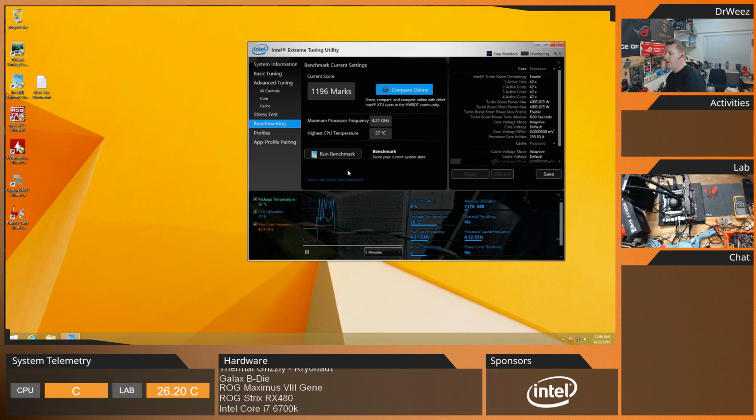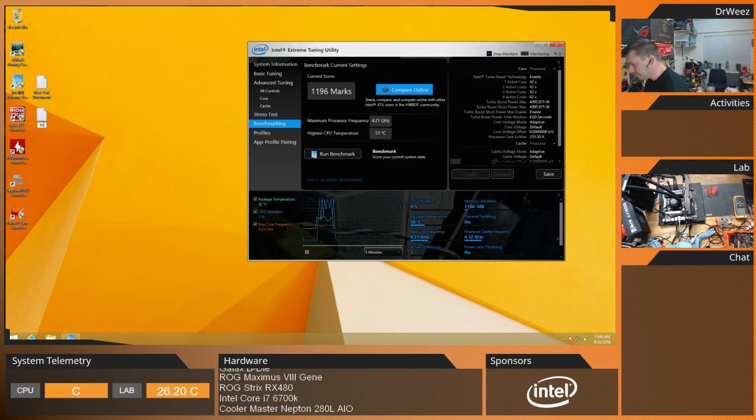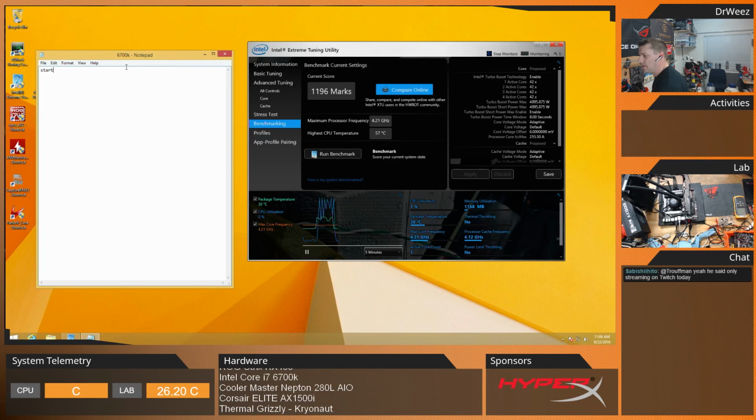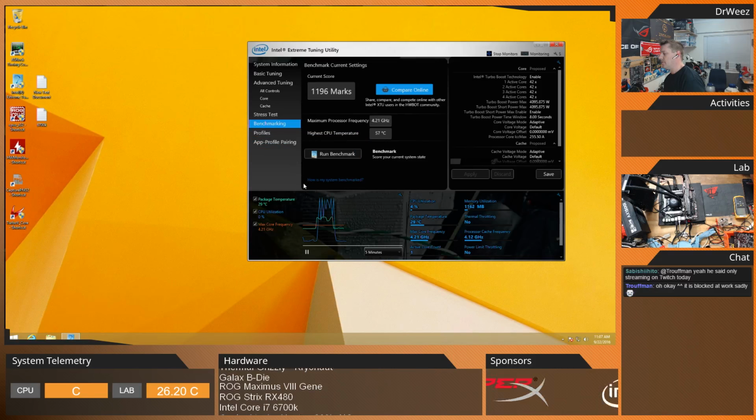All right, so there our base score is in. Now I'm going to go ahead and just create a new document for that. And what I'm going to do is record the score, 1196, and then the frequency, which is 4.21. Maybe we can also record the temperature. So the maximum highest temperature is 57 degrees. The reason we want to do that is it might give you some sort of history, it might be quite good at the end. So we'll save that and exit it.